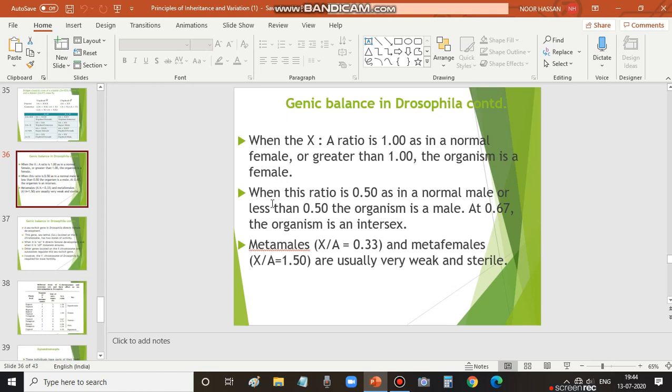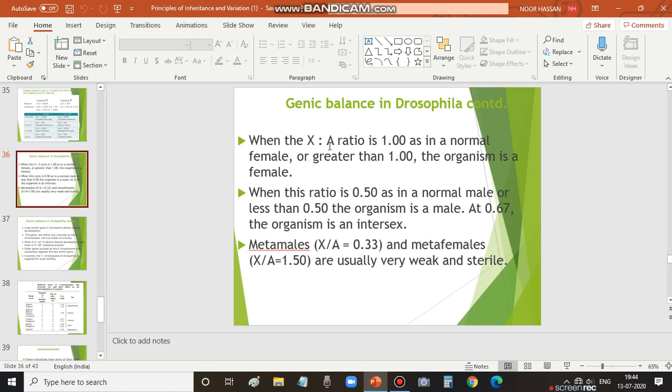We will discuss now. When this ratio is 0.50, it is a normal male, or less than 0.50, the organism is a male. Here also, nothing is mentioned as normal. So 1.00 is a normal female, 0.50 is a normal male. What happens to greater than 1.00? Those females, and the males, are called meta females and meta males. These individuals are very weak and sterile. At 0.67, the organism is an intersex.